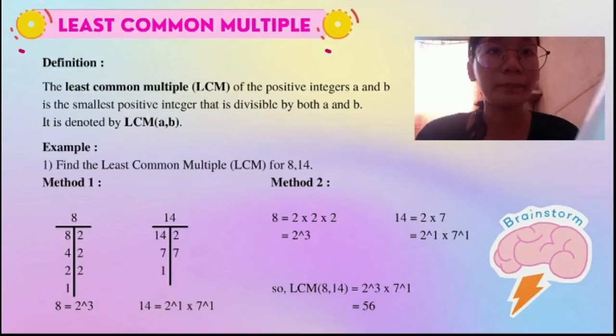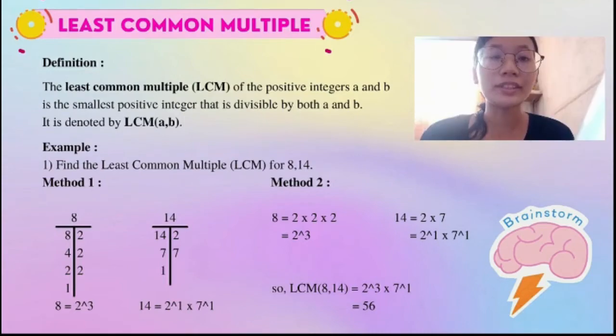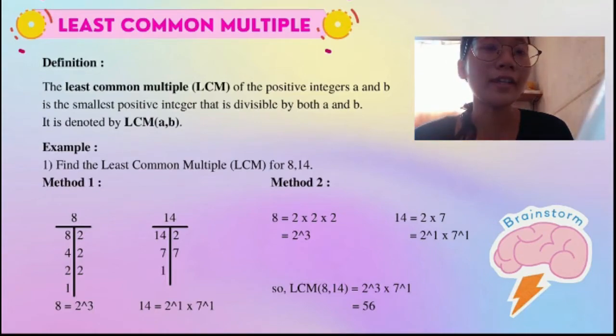Least common multiple, or LCM. Definition for LCM: the least common multiple, or LCM, of positive integers A and B is the smallest positive integer that is divisible by both A and B. It is denoted by LCM(A, B). Two examples for LCM. First, find the LCM for 8 and 40.